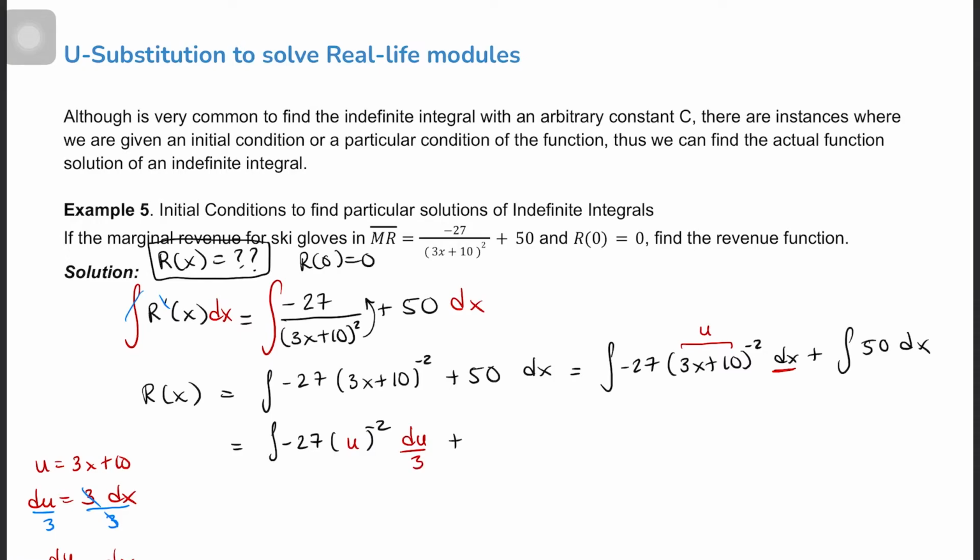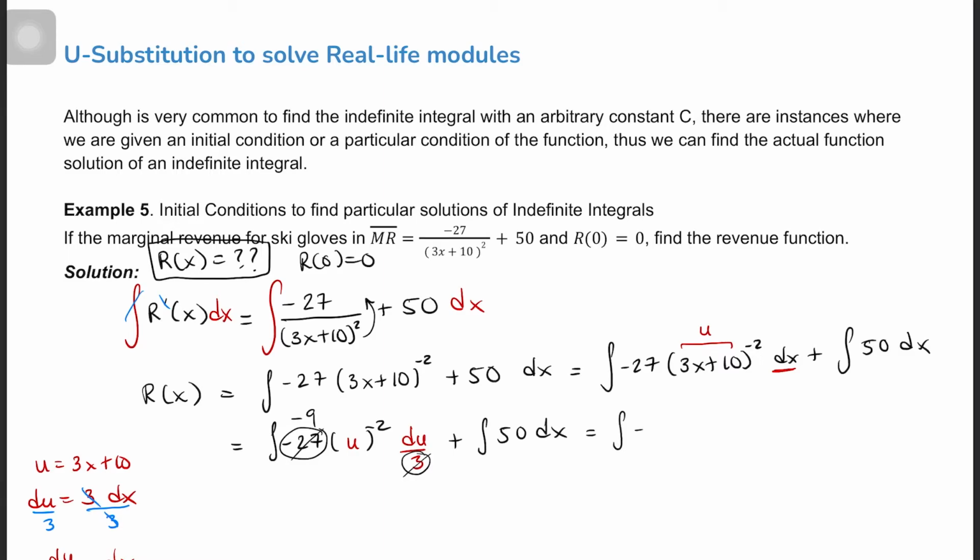For the next term, we don't actually need to do that. That one we can just use a basic rule of a constant, right? So anyways, everything is almost ready. We need to remove this 3, or we can just say this 3 and this negative 27 can simplify to be negative 9. So let me rewrite this again.